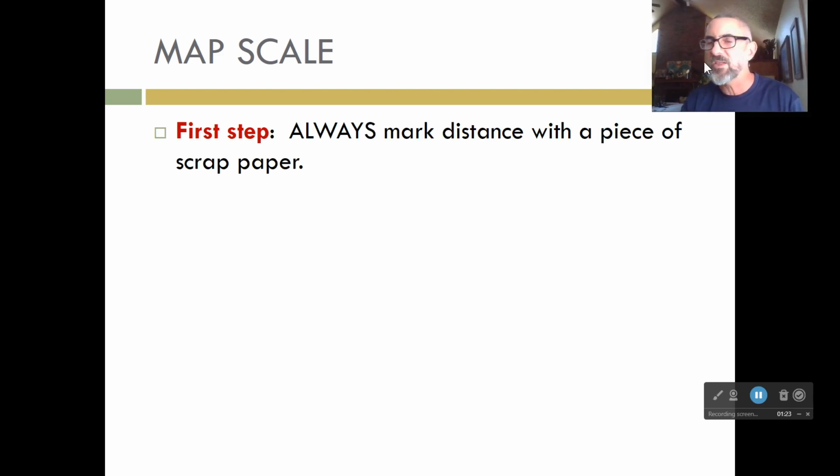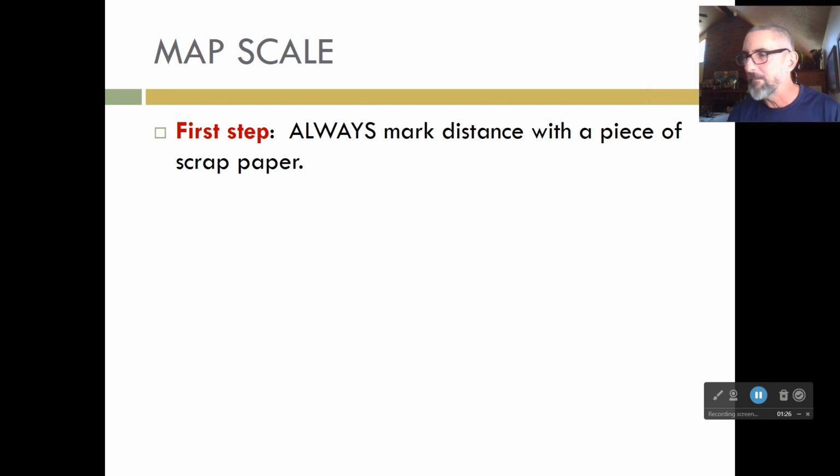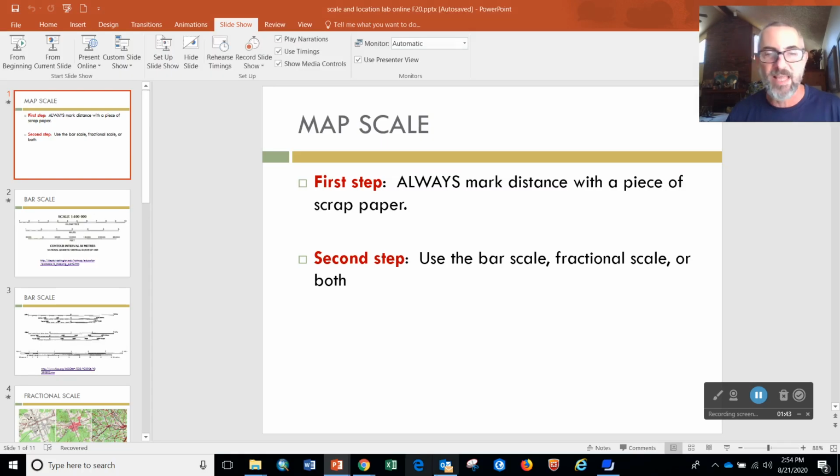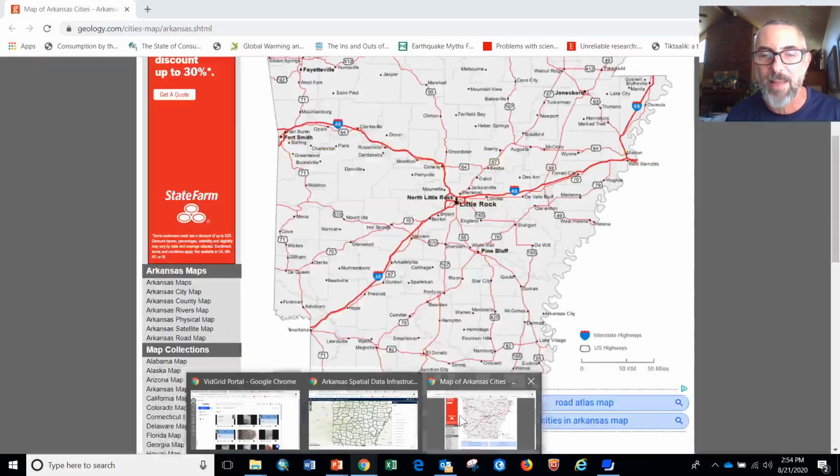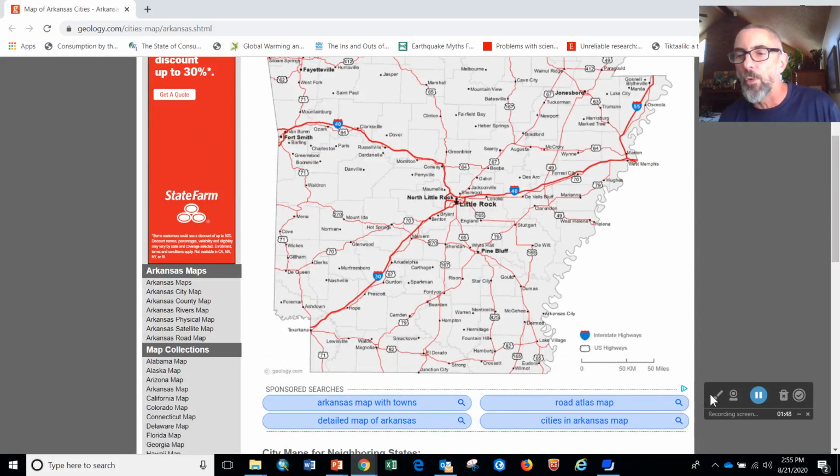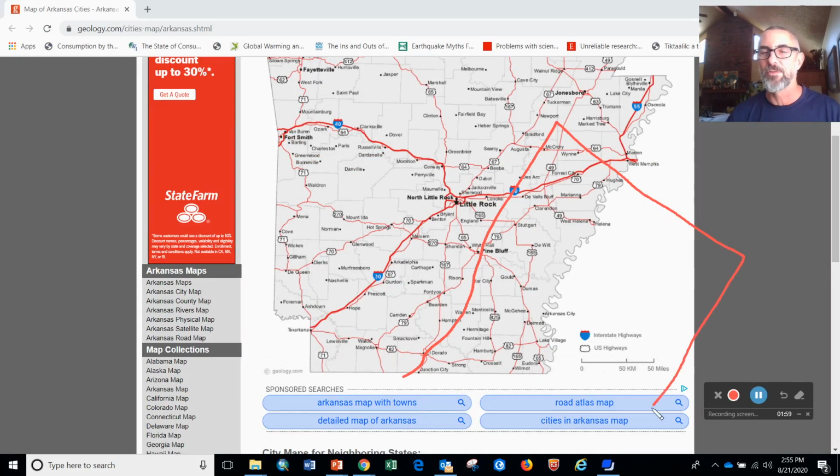This is true even if you have a physical map in front of you laying on a table, or if it's a digital map on the screen. We get a piece of scrap paper and we mark the distance on there. Let me go to my little map here. I'm going to draw what appears to be a piece of paper. So let's say you've got a piece of scrap paper, a big blank rectangle like this.